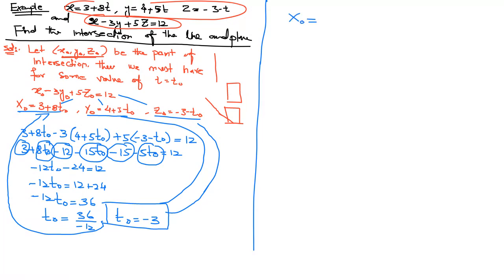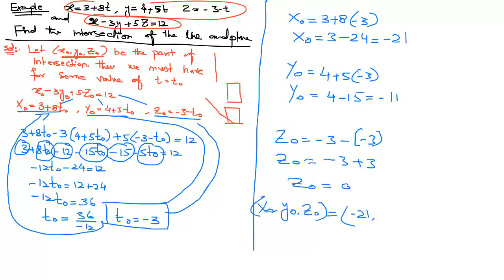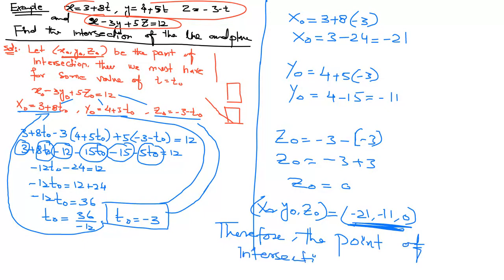So x naught is equal to 3 plus 8 t naught, and t naught is minus 3. Simplify it, you will get 3 minus 24, which is equal to minus 21. Y naught is equal to 4 plus 5 t naught, t naught is minus 3, so y naught is equal to 4 minus 15, which is equal to minus 11. Z naught is equal to minus 3 minus t naught, t naught is minus 3, so z naught is equal to minus 3 plus 3, so z naught is equal to 0. So the point x naught, y naught, and z naught is minus 21, minus 11, and 0. So this is the point of intersection. Therefore, the point of intersection is minus 21, minus 11, and 0.